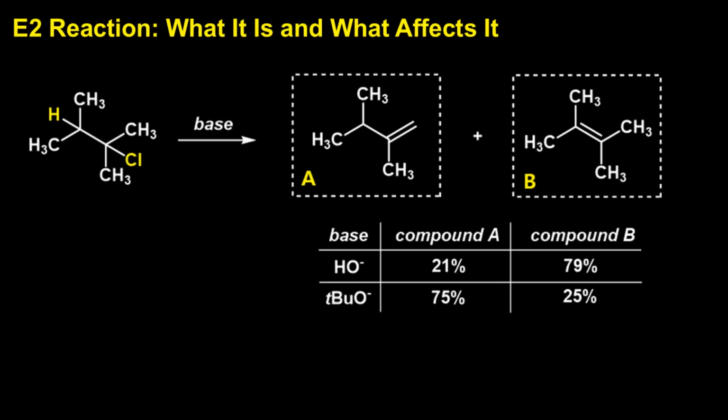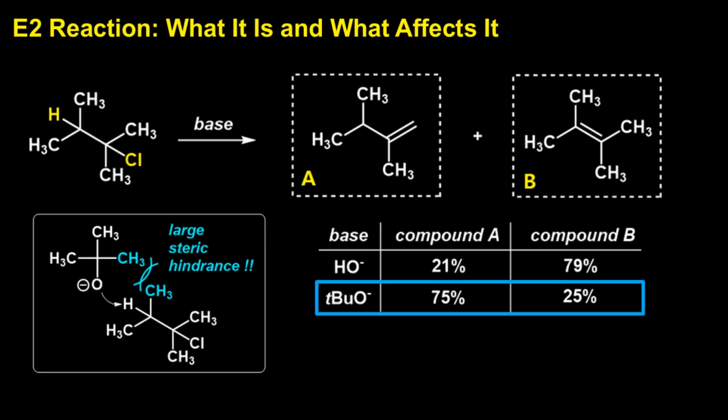Let's take a closer look at an example. When a tertiary alkyl halide undergoes elimination, it can produce two possible alkenes, compound A, the less substituted product, and compound B, the more substituted product. The type of base used plays a key role in determining which product is favored. With a small, strong base like hydroxide, the reaction follows Zaitsev's rule. That means compound B, the more substituted alkene, becomes the major product. In this case, compound B forms in 79% yield. Compound A, the less substituted alkene, makes up only 21% of the mixture.